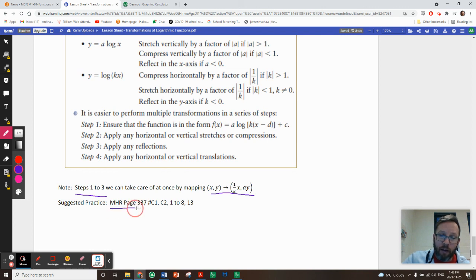So I have some suggested practice for you to try. I'll also have an assignment for you on graphing some transformed logarithmic functions. Okay, that's it for this lesson.